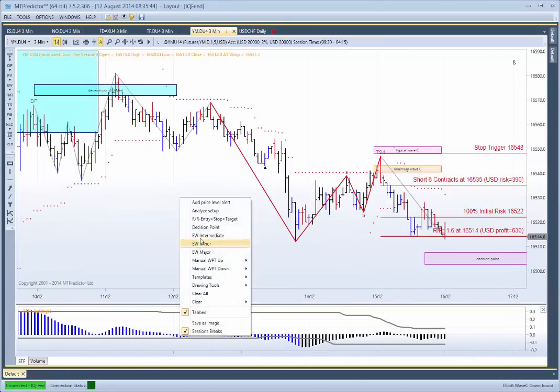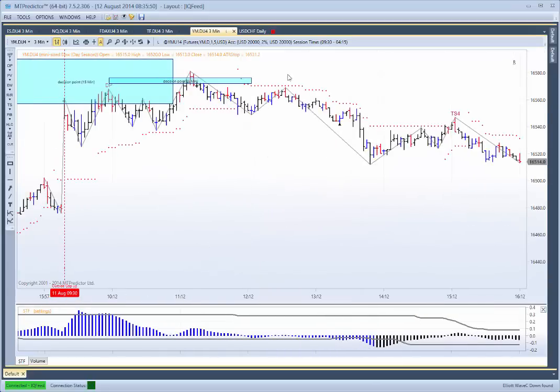But what I want to show you for the more experienced MTPredictor customers, I'm just going to clear this analysis off again, was what happened a bit later around here. Now this was at 12:45 New York time. Now what we like to look for is I particularly like to look for what I call a holy grail trade setup.